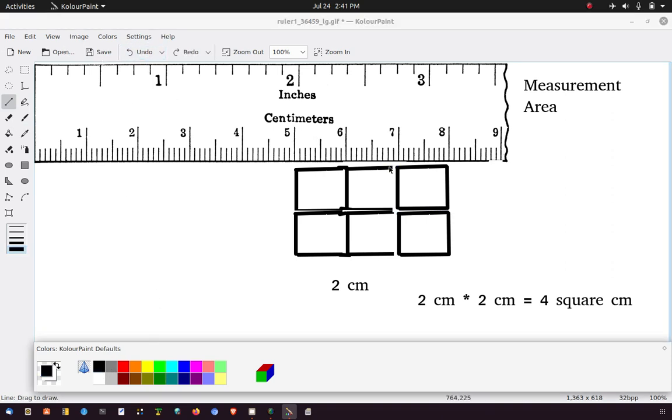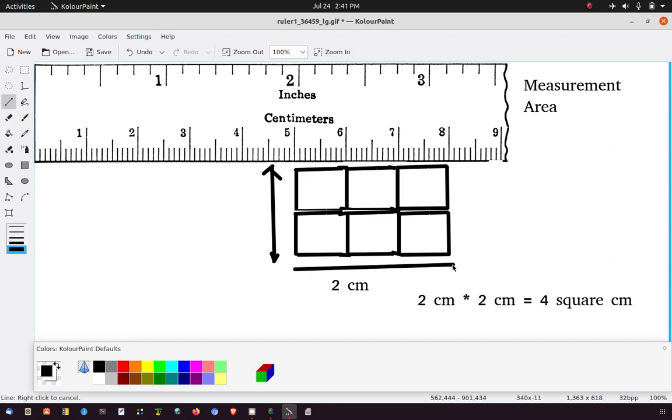What I really have is 6 square centimeters. That's 1, 2, 3, 4, 5, 6 square centimeters. 6 of them. Now notice this height here is 2, and this width here is 3. 2 high times 3 wide.